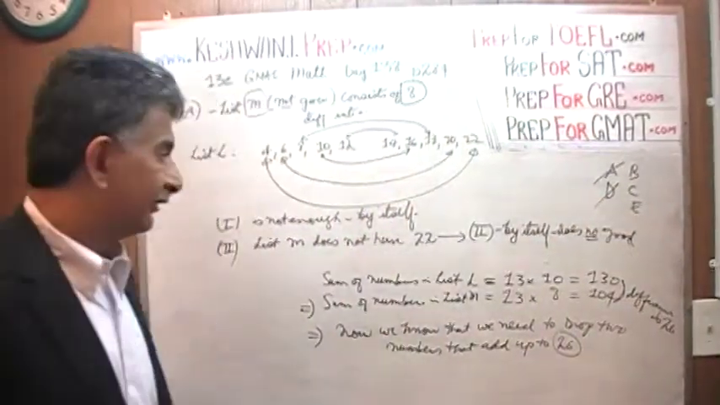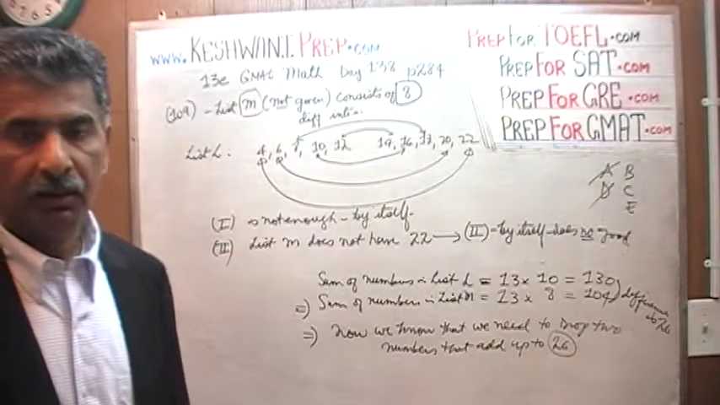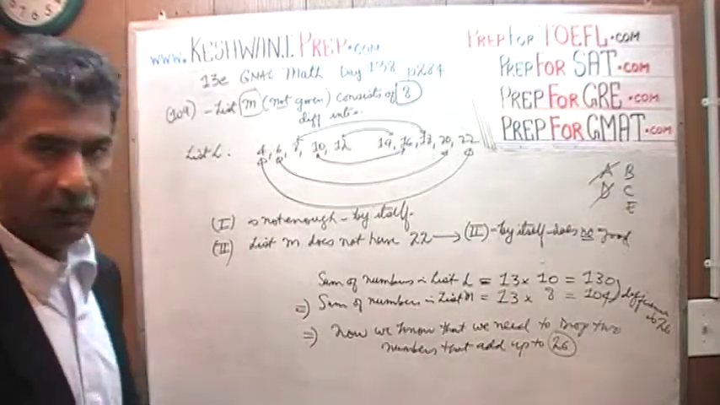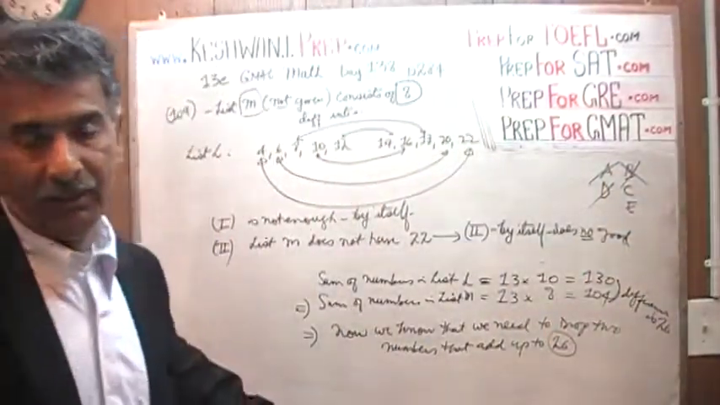Simply knowing that the list does not have 22 in it does not tell us which other number we're going to drop, because we know nothing at all about the list. So by itself it is no good. But when we put them together, now we are done.